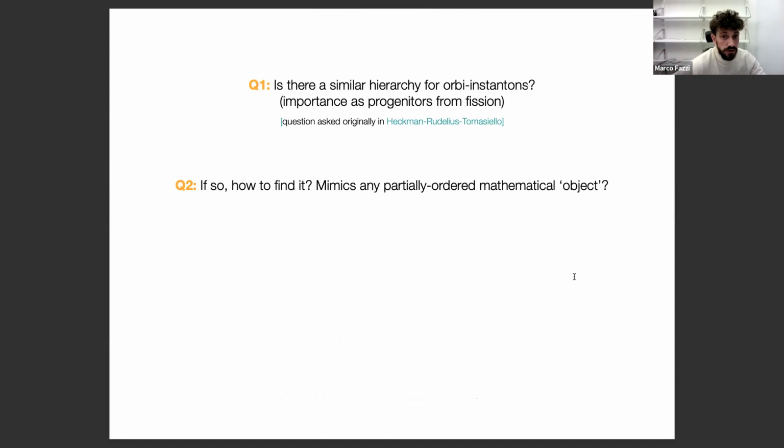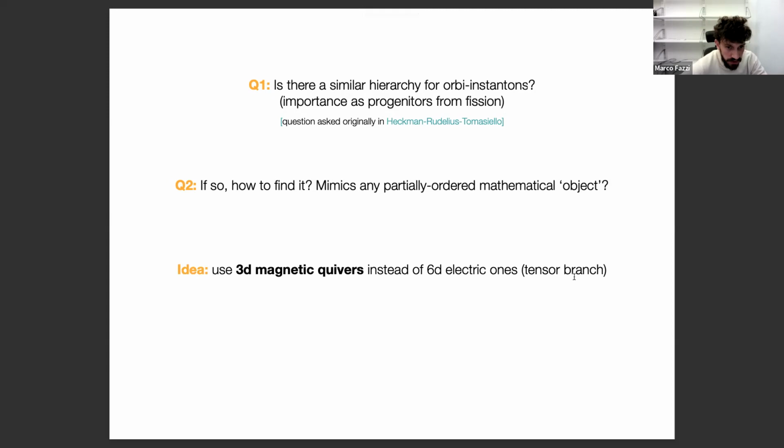And question number two is, if there is a hierarchy, if there is a structure, how do we find it? And does it mimic any partially ordered object in mathematics, as in the case of conformal matter theories? The idea here is to use a very powerful object that was introduced, I think, in the first paper by Santiago, Amin, and Marcus, but again, correct me if I'm wrong, called 3D magnetic quivers, instead of the tensor branch descriptions of the CFTs, namely the so-called 6D electric quivers.